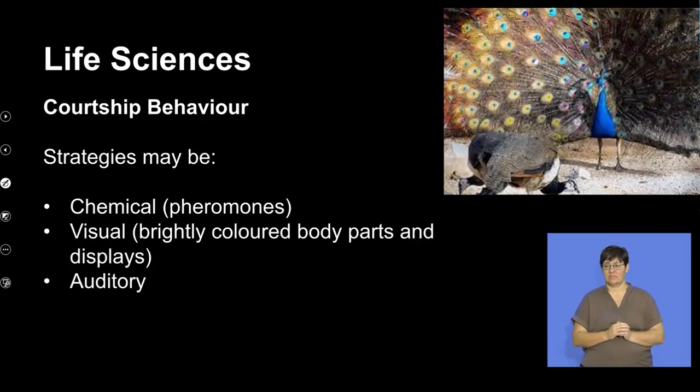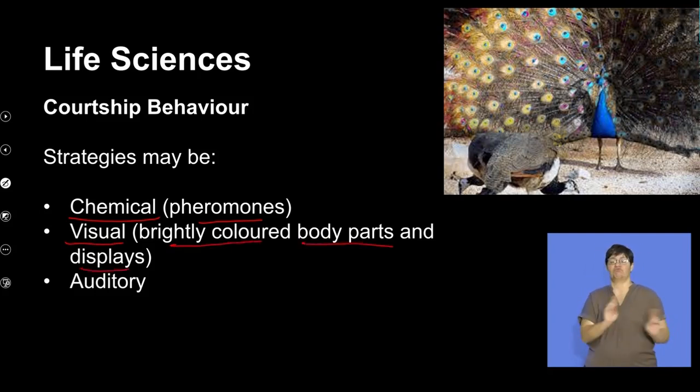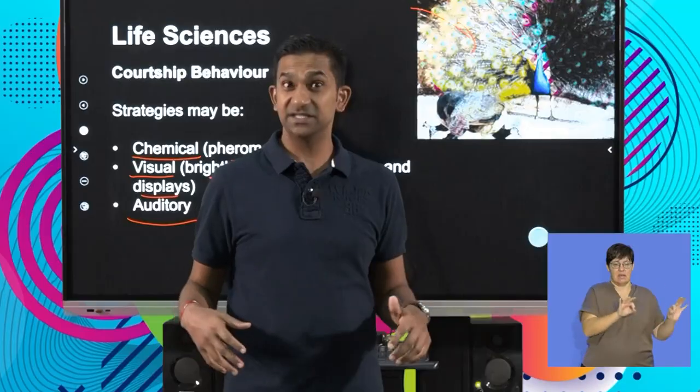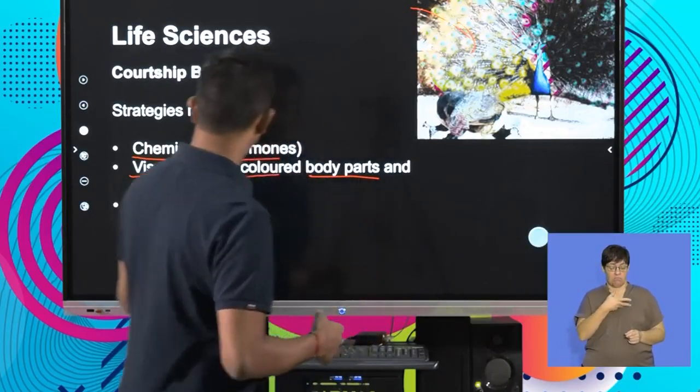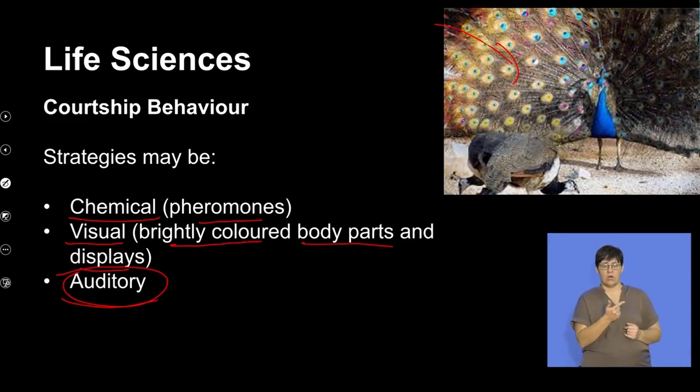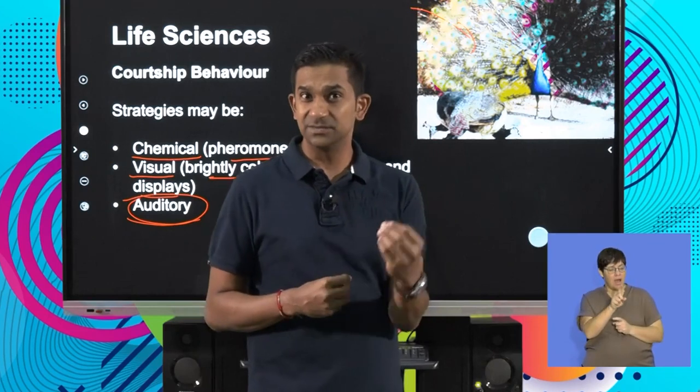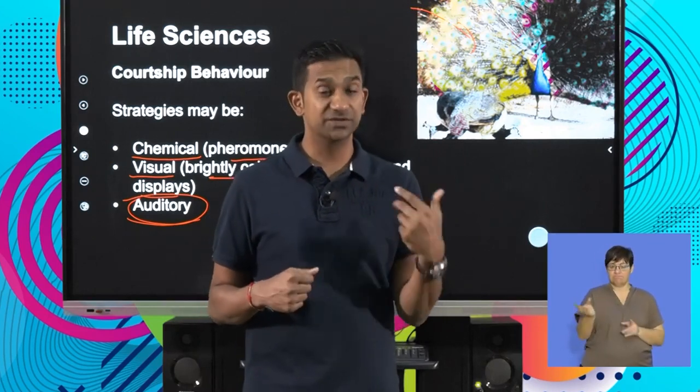Strategies that happen during courtship could include the release of chemicals or hormones, and we refer to them as pheromones. It could also involve visual display, such as brightly colored body parts being displayed, or even auditory signals. So if we look at the peacock, it obviously has an elaborate dance that it does, and this is to attract the females. If we think of frogs and how they croak, if we think of birds and the sounds that they make, those are all parts of stimulation that they use to attract the most favorable mate.